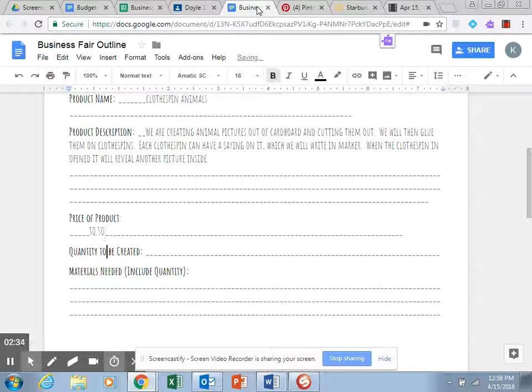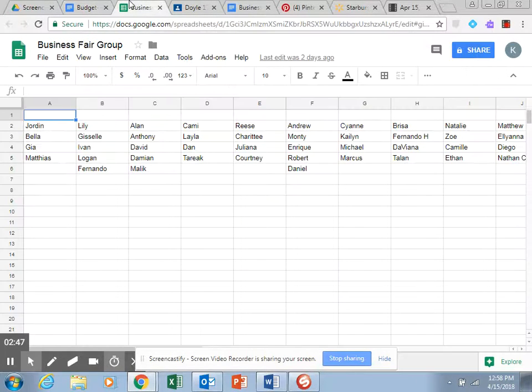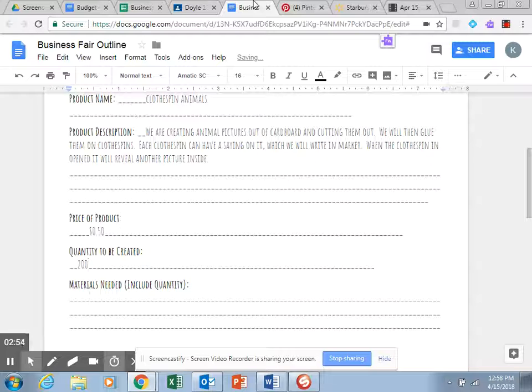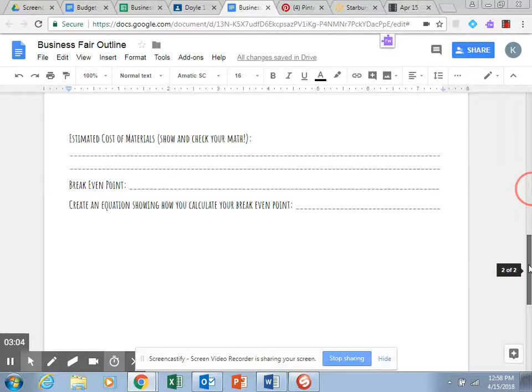50 cents. Here's where it gets a little bit more complicated, okay? How many of these am I going to make? Well, I put in for 3 bags. That's 300 of them. We want you to be able to make about 100 of your product. So let's say I'm shooting to make 200 of these. Once again, see how it says materials needed, include quantity. If you want, you don't have to list it all out. Just put C budget. I'm fine with that. Estimated cost of materials. Once again, you could put C budget.